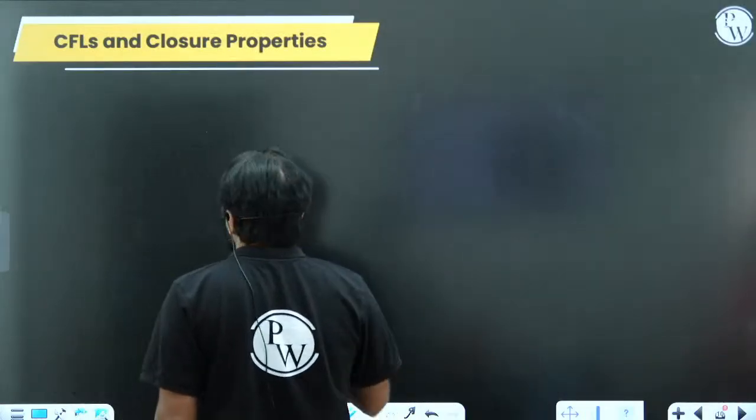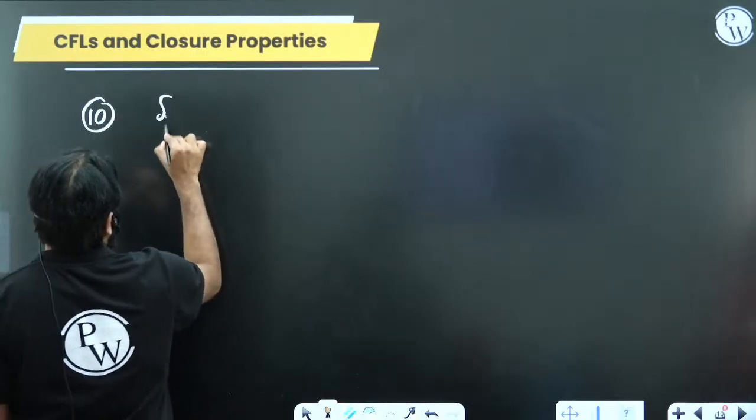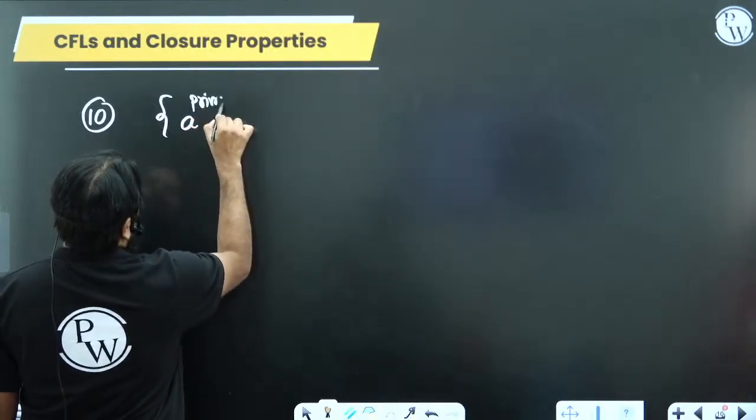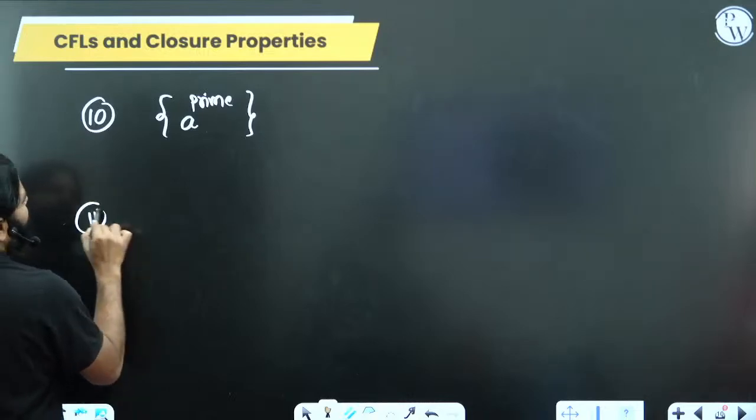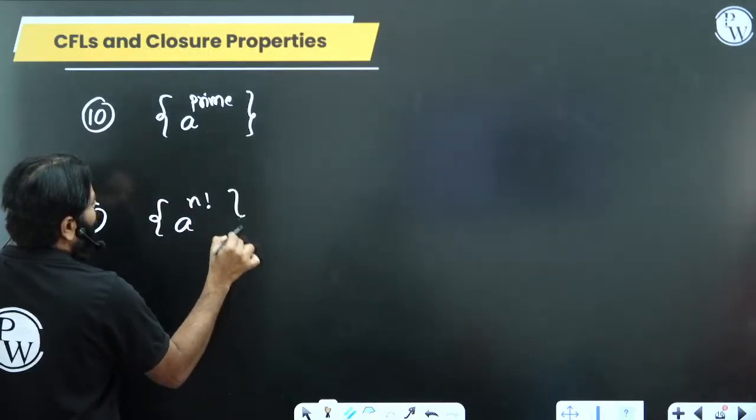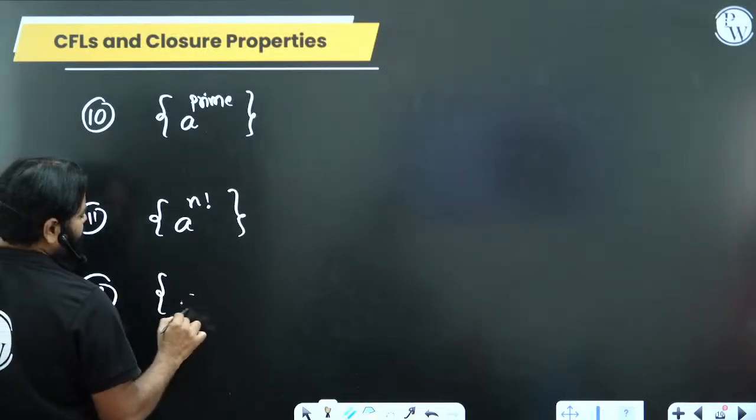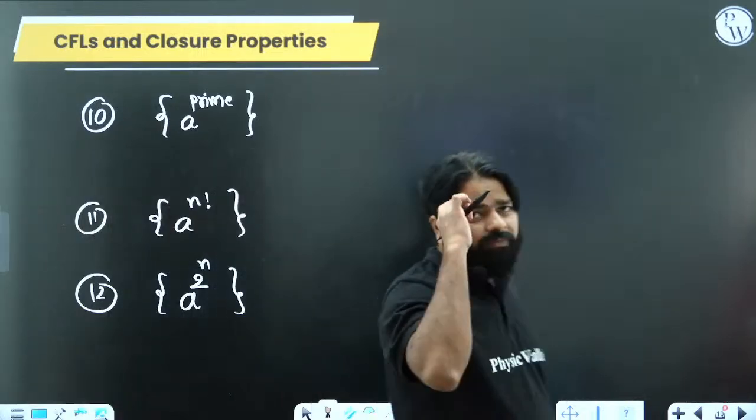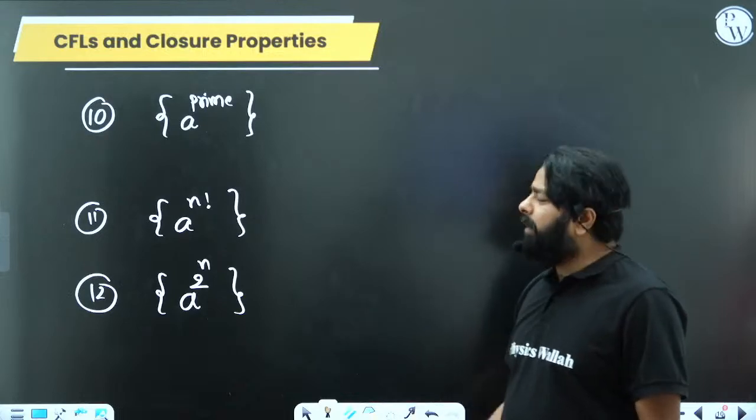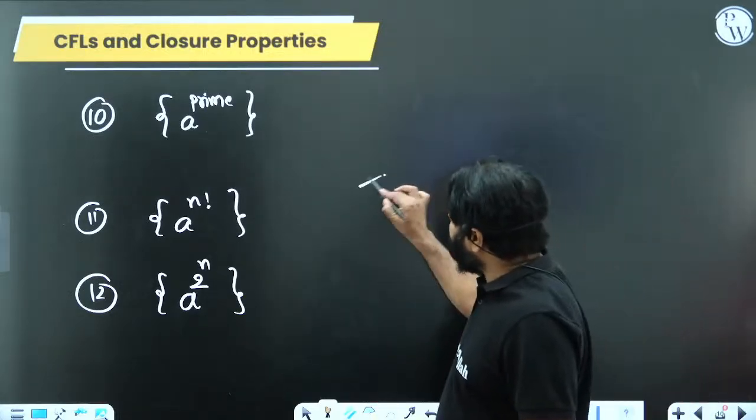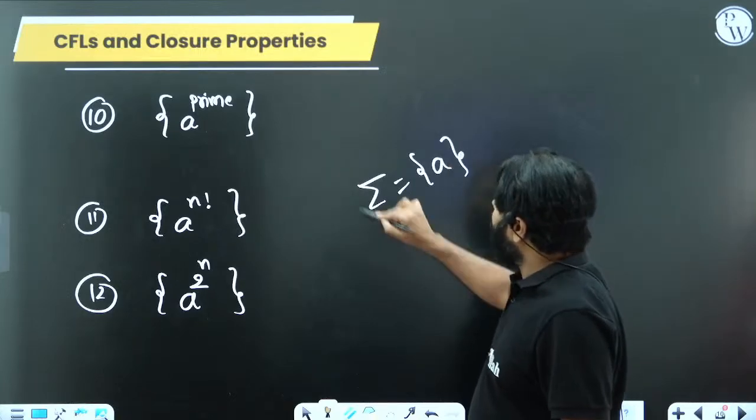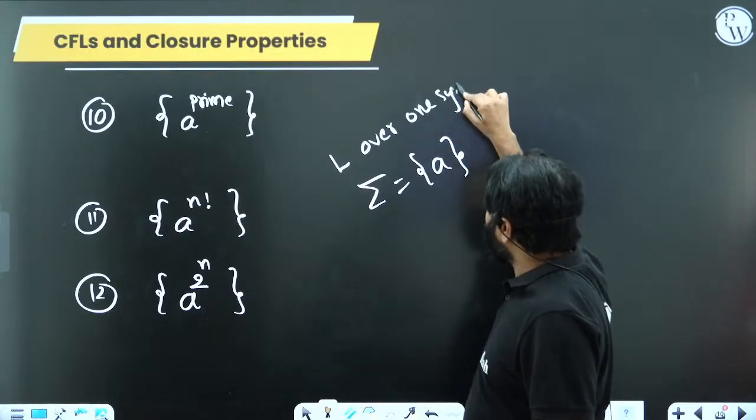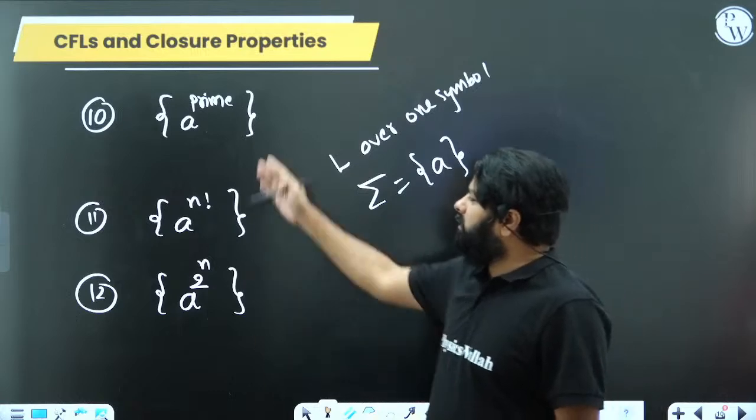How many? 9 problems over 10. A power prime, we know it is not regular, but now what is it? Is it DCFL or is it CFL or none? Quick. So there is one interesting point here. This language is over one symbol, right? All these three languages are over one symbol.